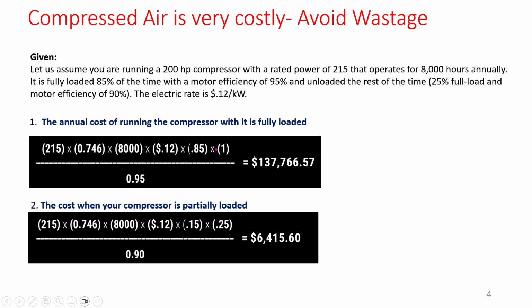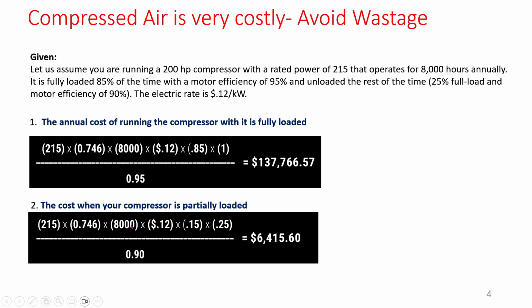That's why full load means you have to consider one. And motor efficiency is 0.95, because 85% of the time it is fully loaded, so the efficiency will be the motor efficiency of 95%. So this much energy and this much cost is there. And for the rest of the time it is running at 0.25 load. This one is the rated power. This is the conversion factor from HP to kilowatt.